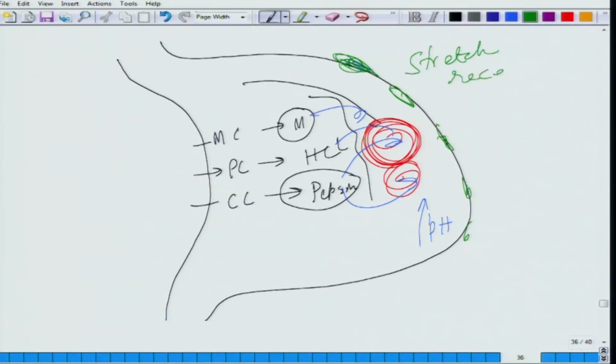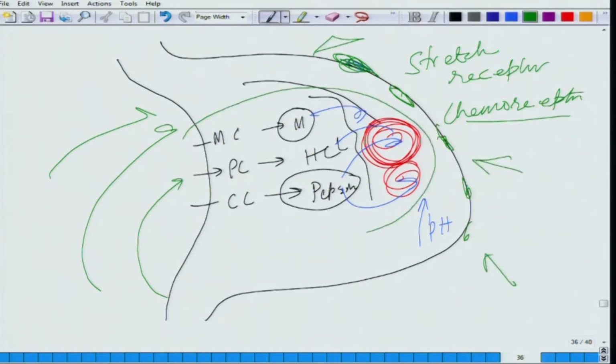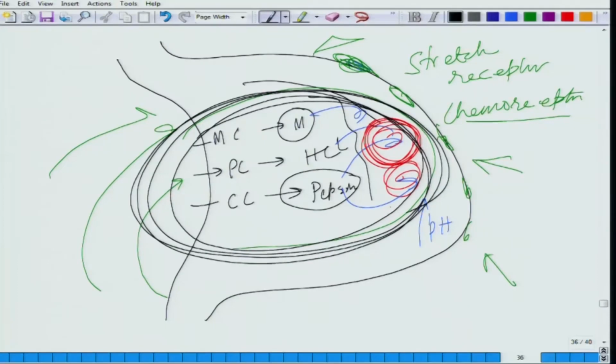Stretch receptors, chemoreceptors, all get activated. This is the zone where a huge amount of blood starts flowing into this whole area, and it acts like this. If I were to act like this, there is a lot of movement taking place because of these different stretch receptors.